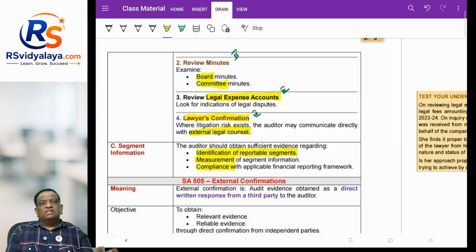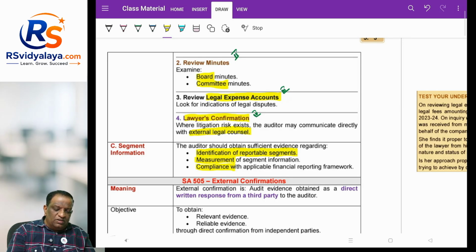Since this is done based on the relevant accounting standards, what should an auditor do? First, he should gather sufficient and appropriate audit evidence, SAAE, with regard to what the reportable segments are. Whatever segments they are reporting, are these complete, or are there any other reportable segments which they should consider? And then measurement of the information.